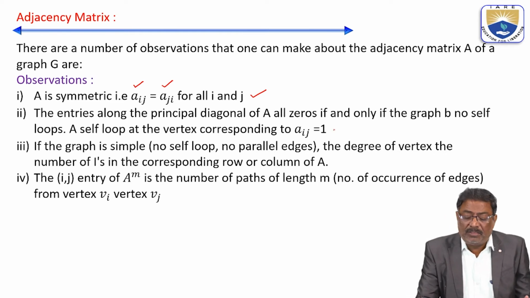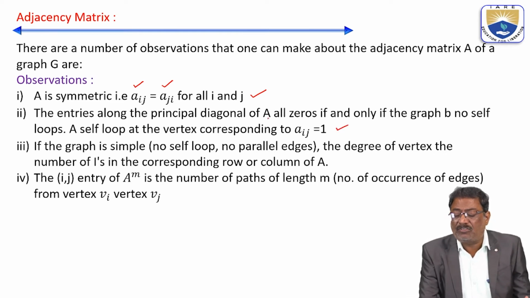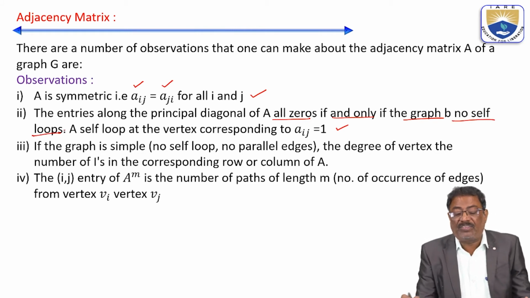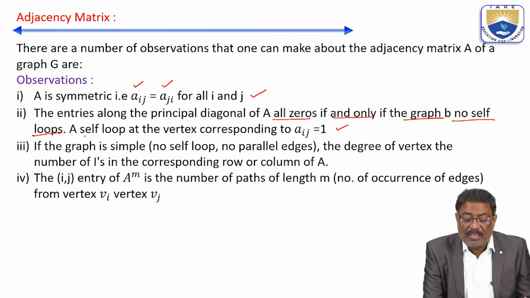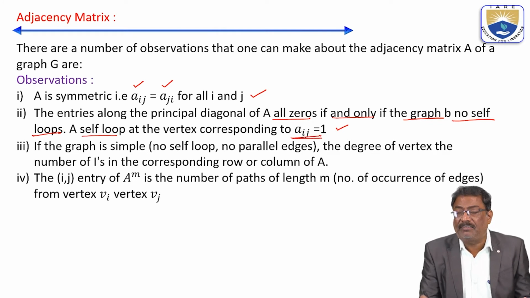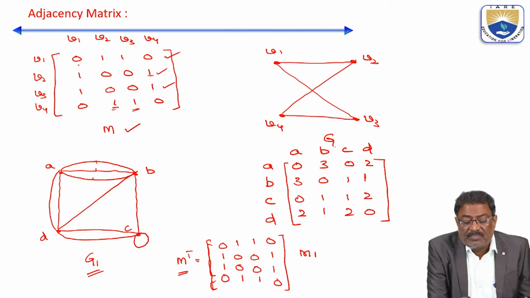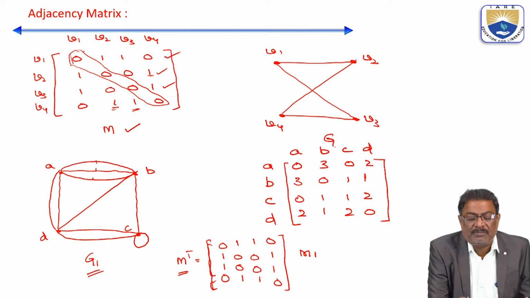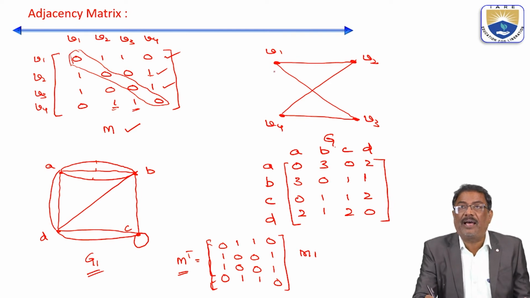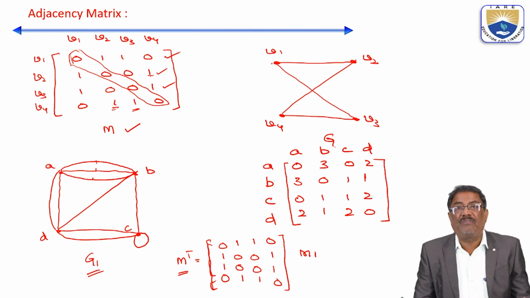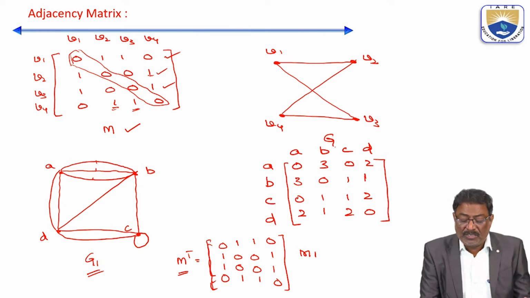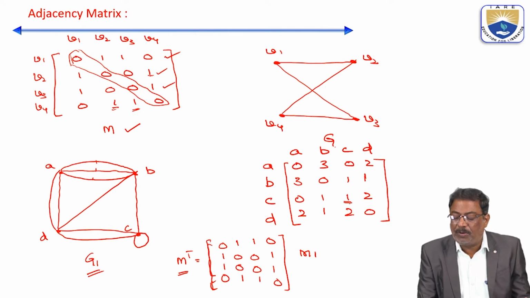Next, the loops: the entries along the principal diagonal of A are all zeros if and only if the graph does not have self loops. If it has a self loop, then the corresponding position is 1. Observe this: these are all diagonal elements, and all the diagonal elements are zeros. So in the corresponding graph, there should not be any self loop. If any self loop is there, then at the corresponding position, C to C, there will be a 1.